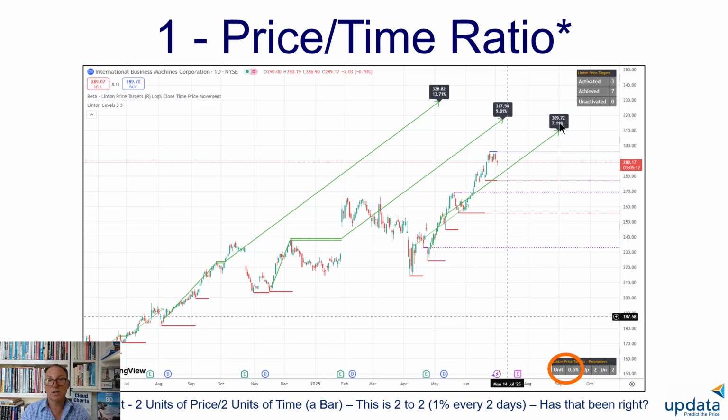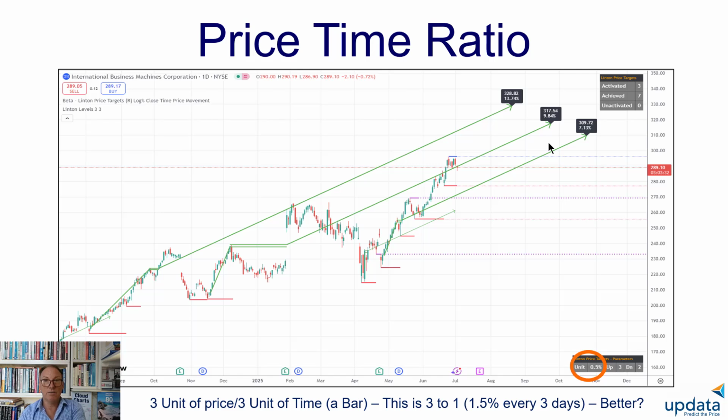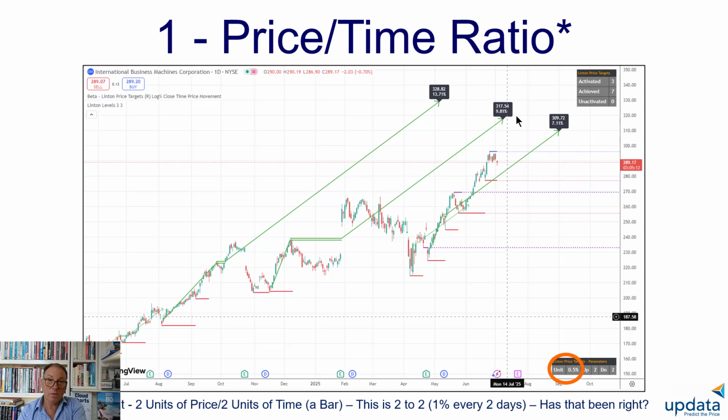So we know straight away that the target trajectory is wrong, and we could actually go and change the trajectory. If we change it to 3 to 1, we start to see that we're somewhere in that cone, if you like, in the train tracks. So 3 to 1 is likely to be more accurate for this stock than 2 to 1. But stick with the default of 2 to 1.